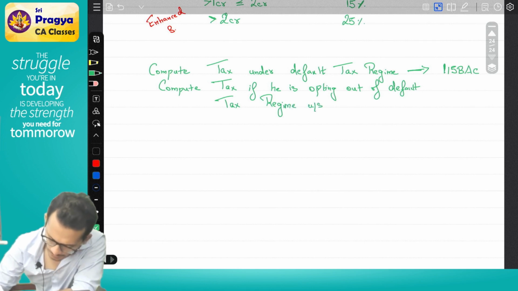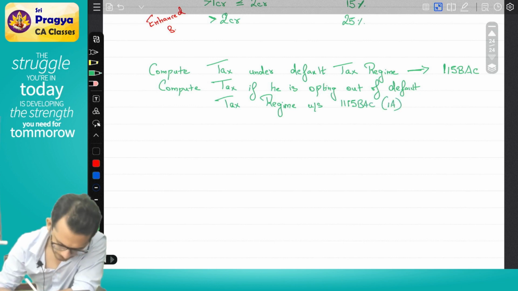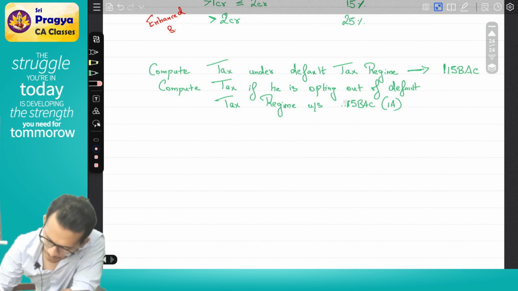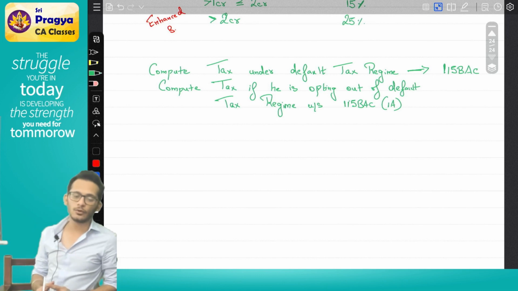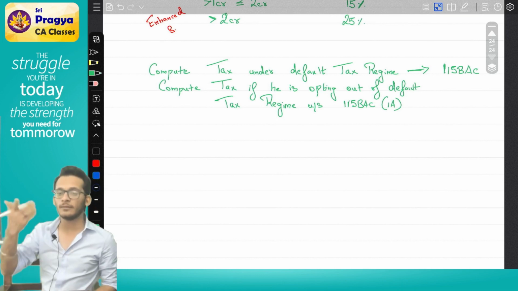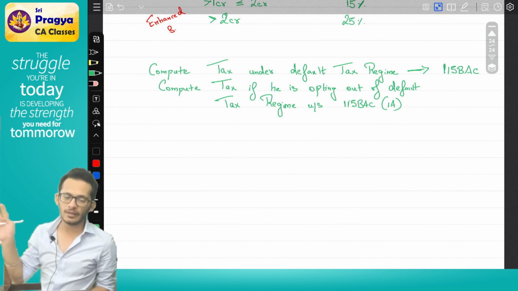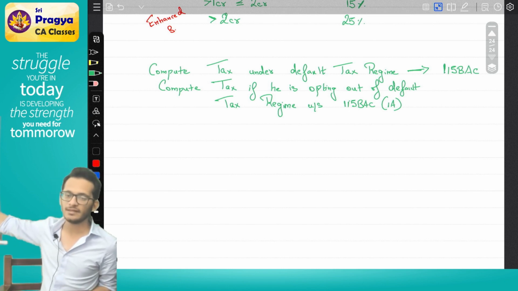Under section 115BAC(1A). Now what is this 115BAC(1A)? I told you, you are going to default to 115BAC. If you don't want to opt for 115BAC, you have to inform the government. How to inform the government? It is given in 115BAC(1A).